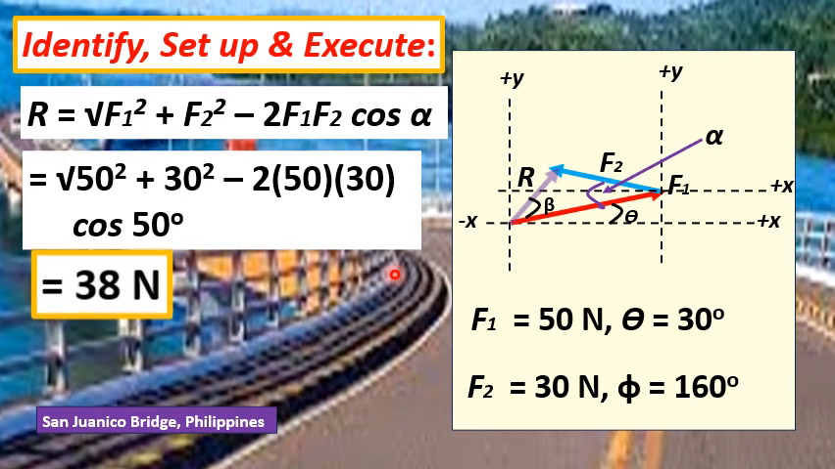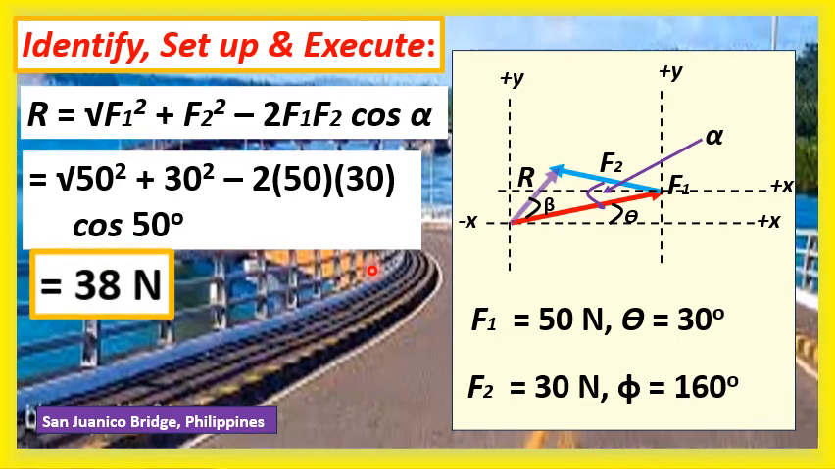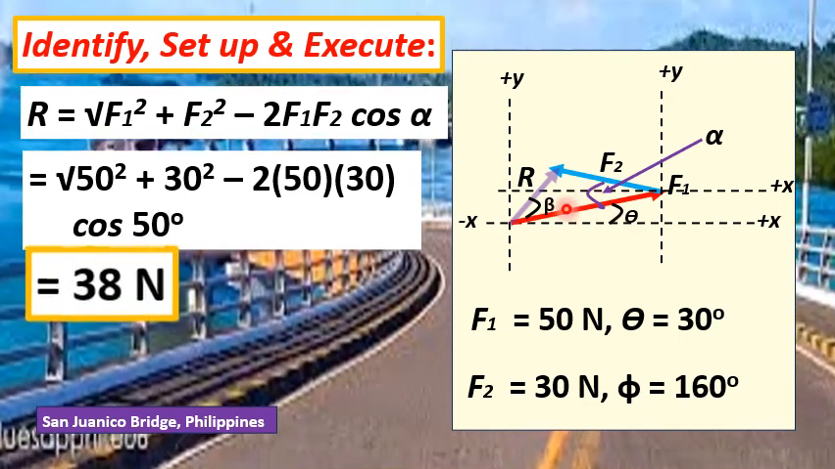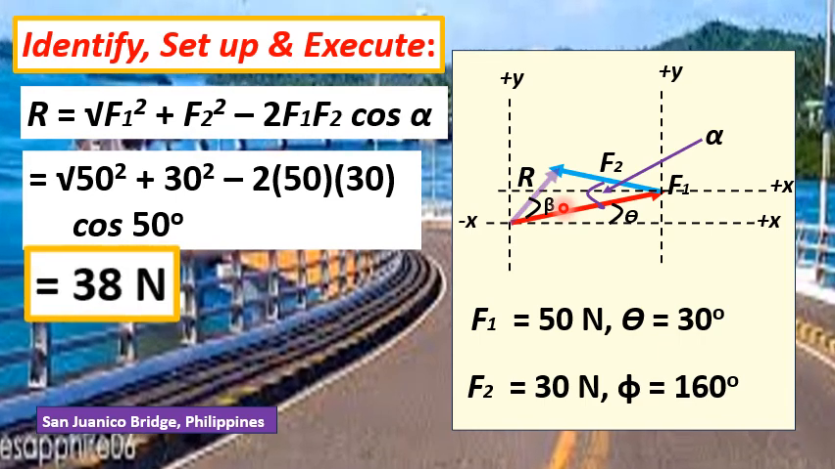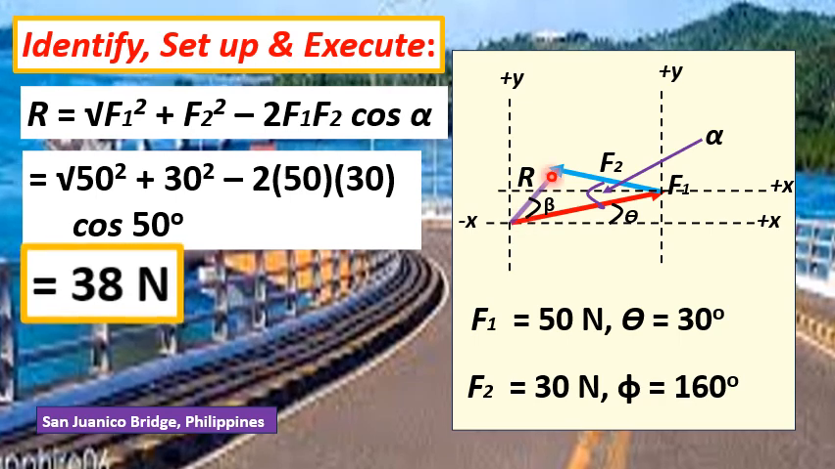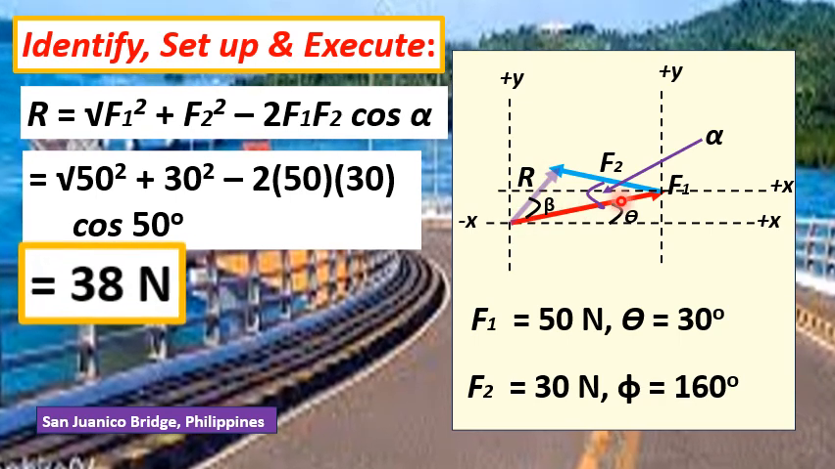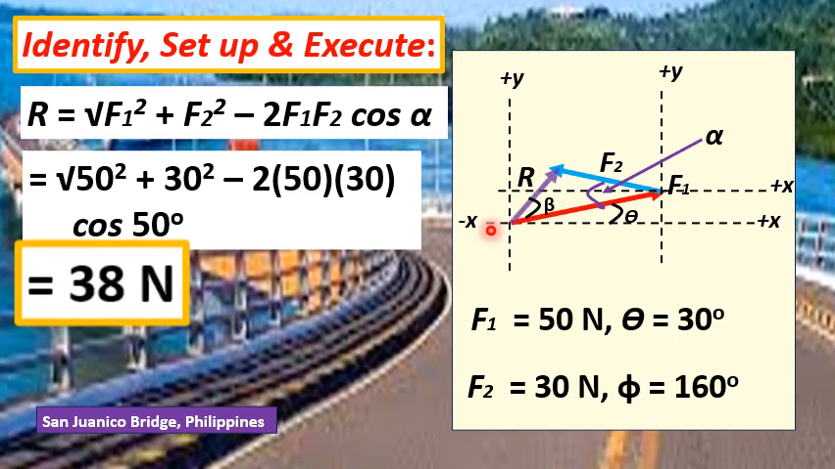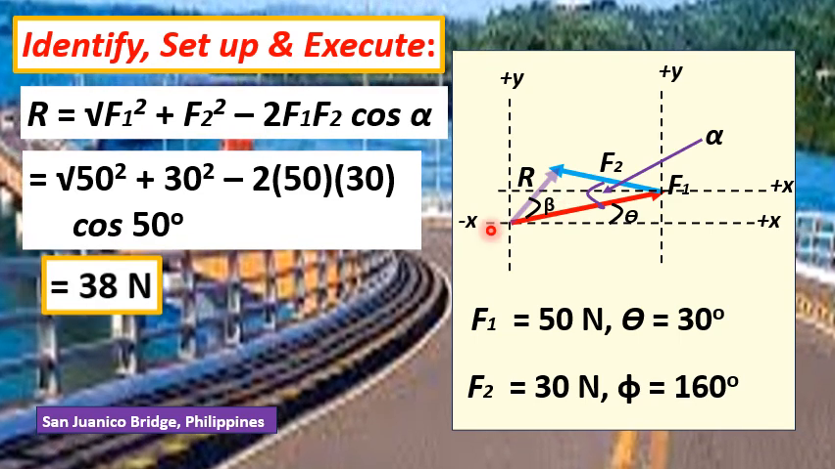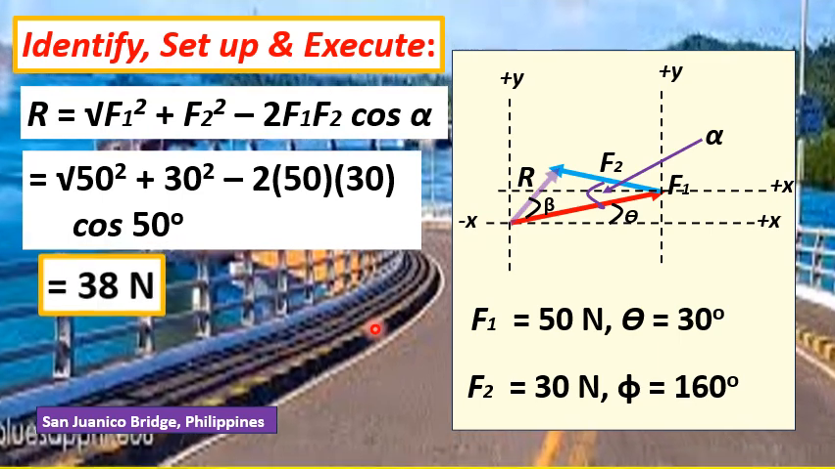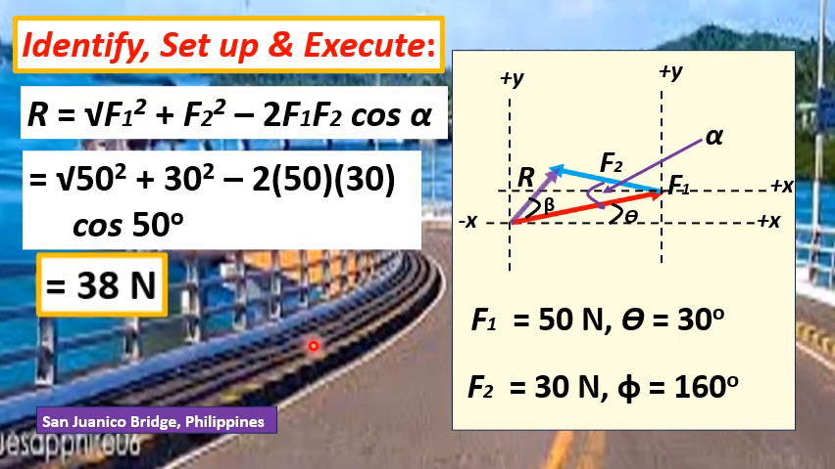How do we determine the direction of this resultant force? All right. So in our diagram, we denote the angle formed by the resultant force big R and the force F1 as angle beta. And angle beta can be determined using what we call the sine law.